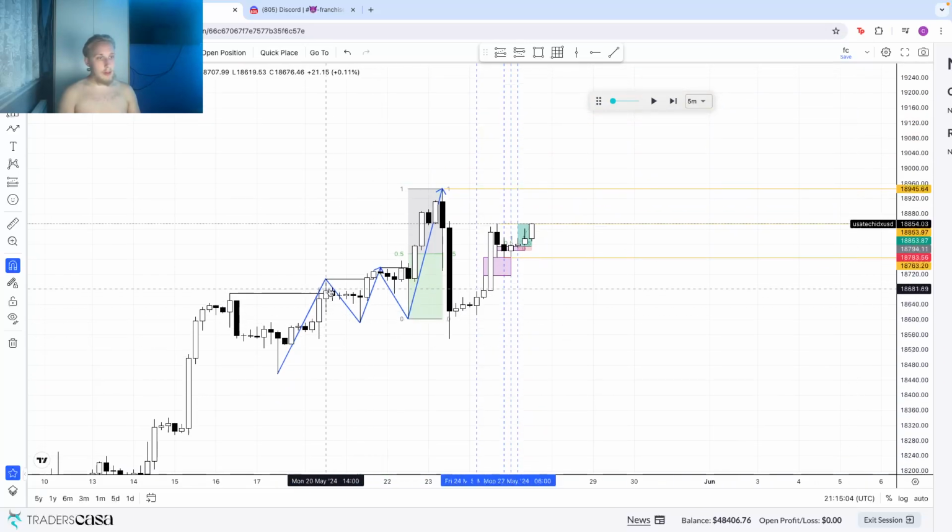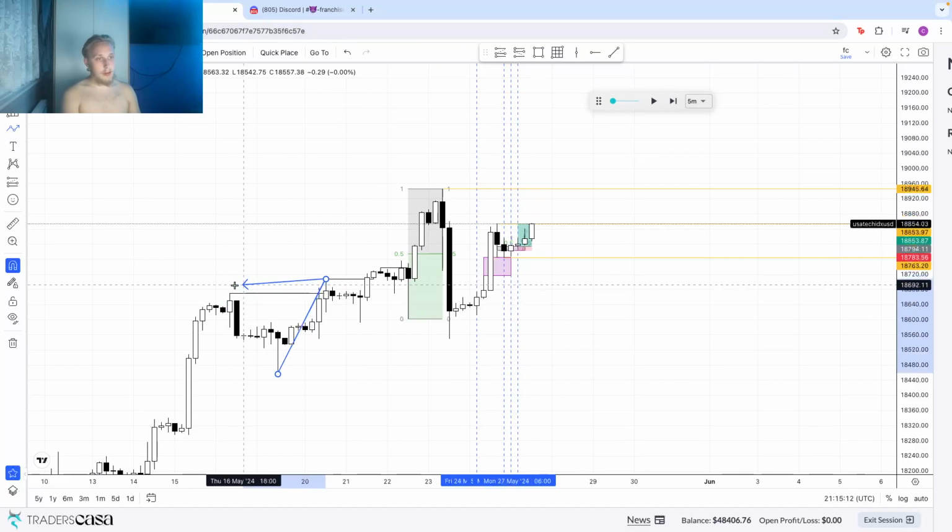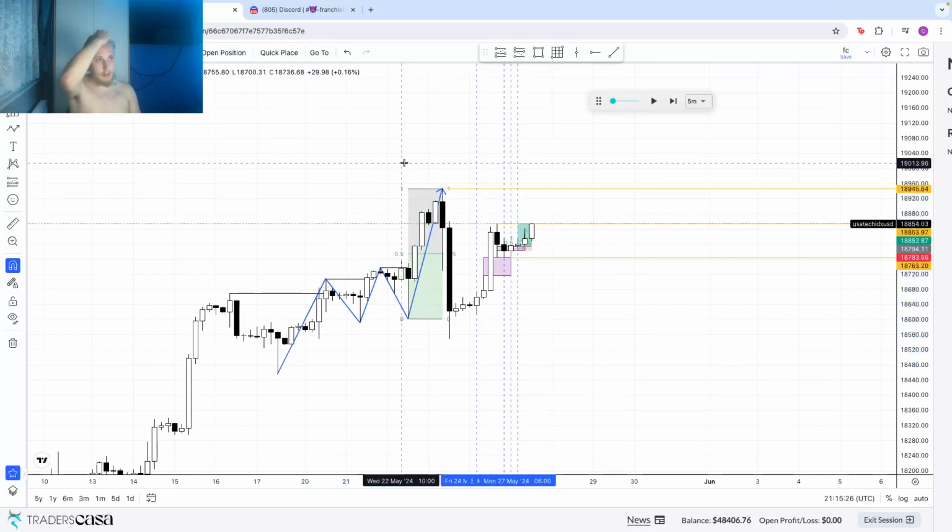So I'll do it again. I'll keep the drawings on other than the path tool. Start here, bang, closed above, cool, new swing low. Then make a swing high that goes above this high. This is not a swing low as it wicked above, so this is the swing low that broke that swing high. And this is the current dealing range we're in.